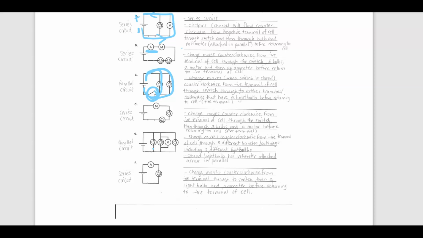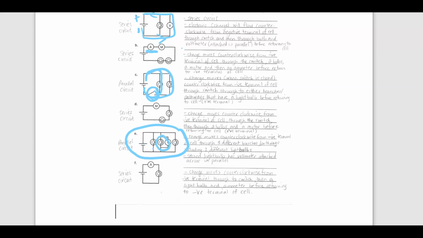This next one, the fourth one, is also a series circuit. And then right over here, this is a parallel circuit in which the second bulb has a voltmeter attached across in parallel. Therefore, that voltmeter is measuring the potential difference of this bulb.